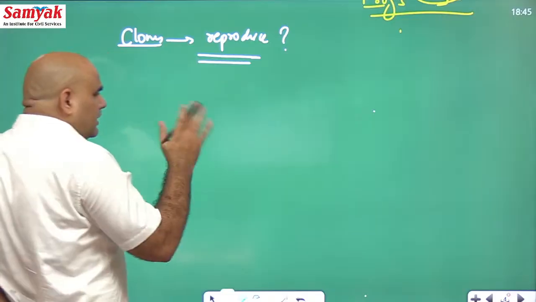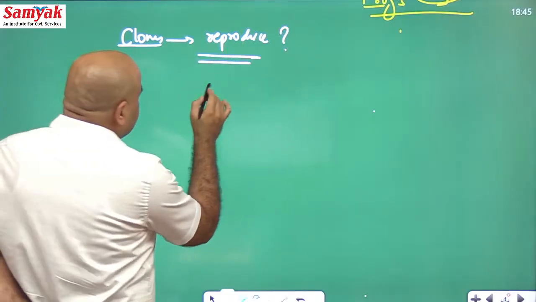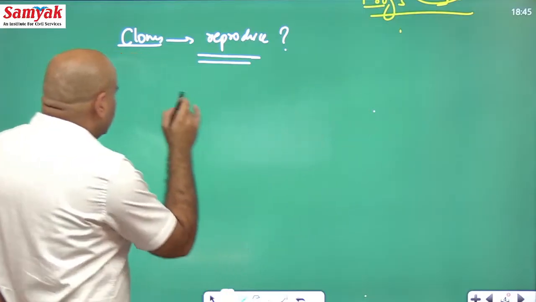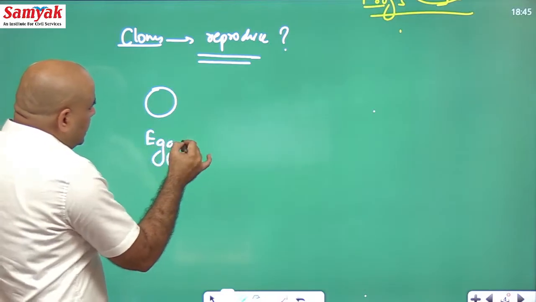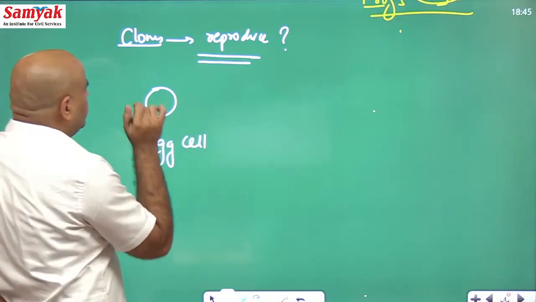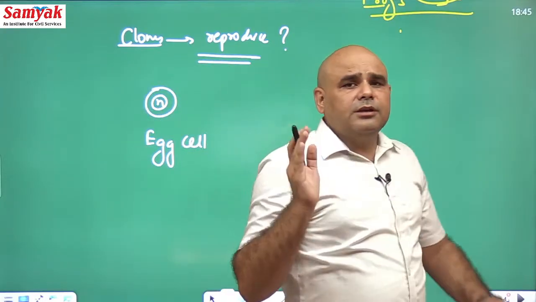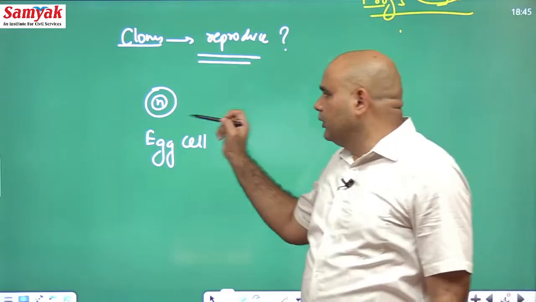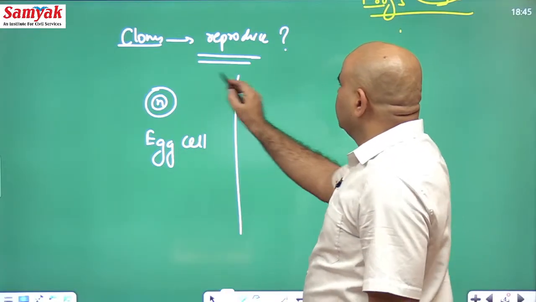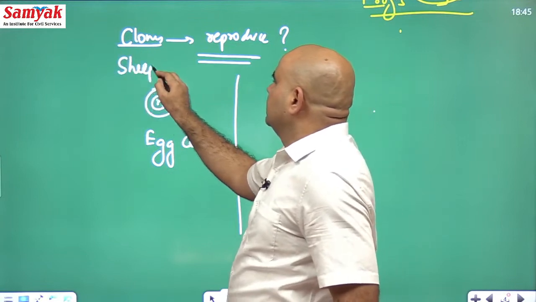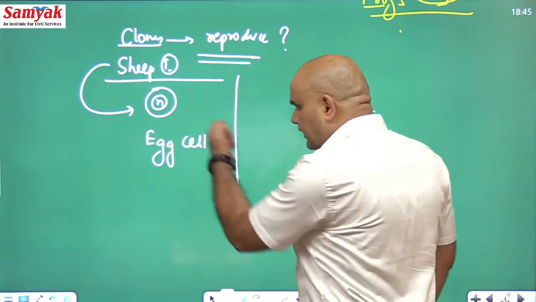So the Scotland scientist Dr. Ian Wilmut and his team did what is called somatic cell nuclear transplant. They retrieved an unfertilized egg cell from one sheep. If this is a germ cell, that means the number of chromosomes will be half, so I'm going to denote it with a small n. And this is sheep number 1. From this sheep, they retrieved the egg cell.